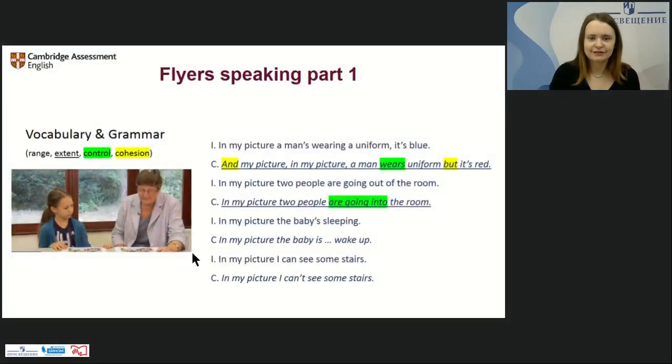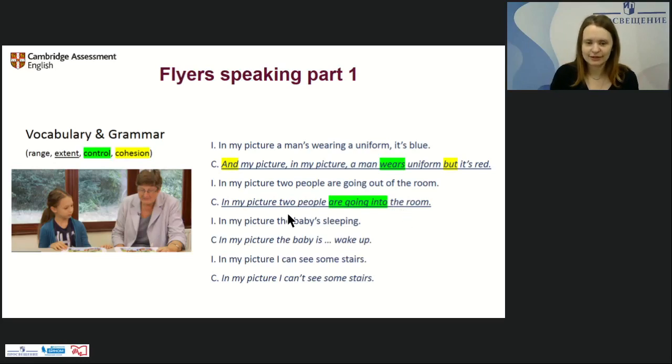So you can see here, Flyers Speaking Part 1. You don't have a video, but there's a script. And you can see here that the criteria are used for assessment. So the green is going to be control, how well the person uses grammar or vocab. Yellow for cohesion, and the underlined part shows the extent.